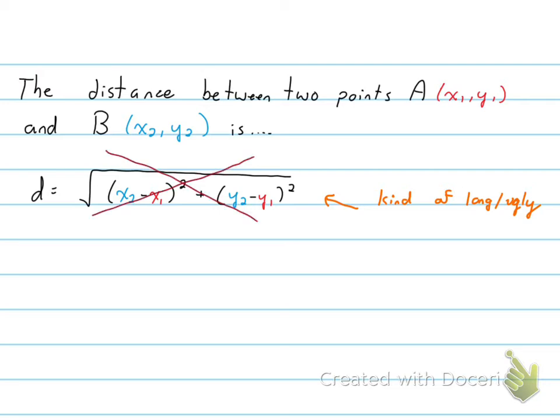So instead of writing it like this, in this class we're going to use the distance formula as the change in x squared plus the change in y squared, and then take the square root of that. In an example problem, you'll see what I mean.